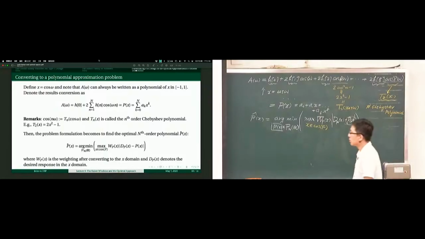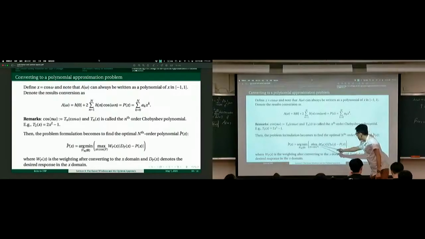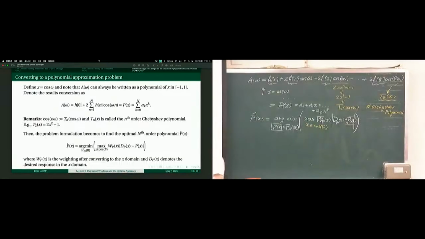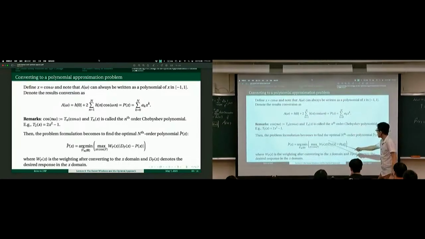Let me check if there's any missing point I didn't cover. The argument P right here, that's the argument. Search within this space all the possible polynomials of nth order, the vector space formed by nth-order polynomials. Search in that space for an argument which minimizes this expression.